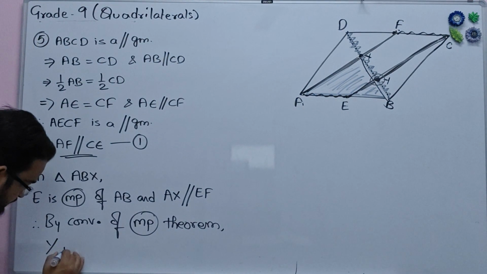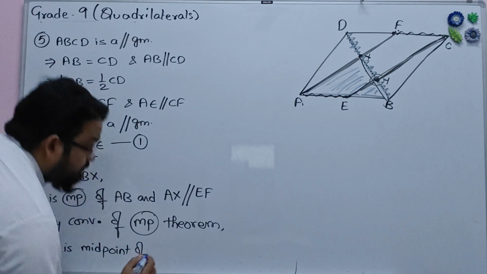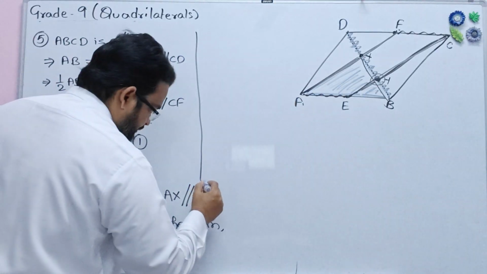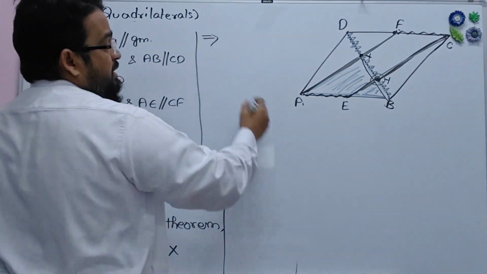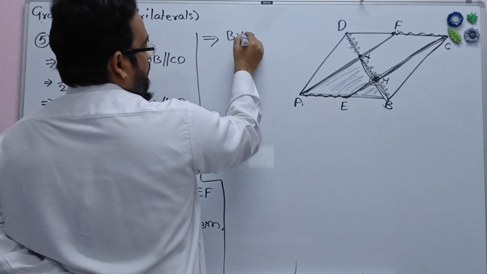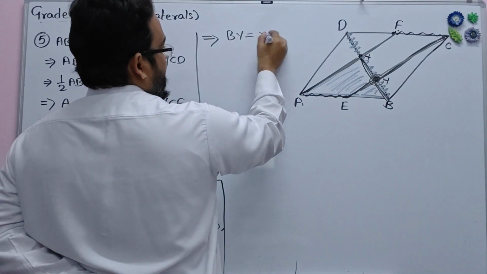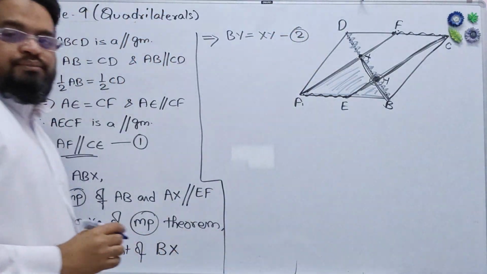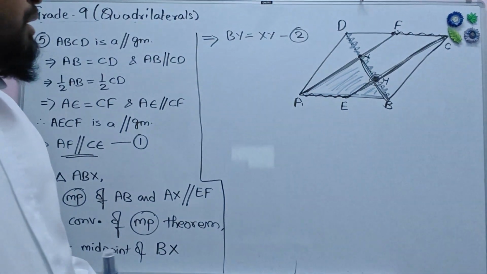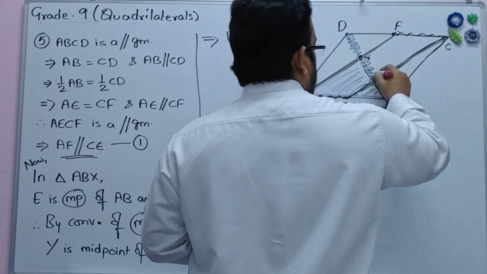So Y is midpoint of BX. That means what? That implies Y is midpoint of BX. So that implies BY is equal to XY. Let us take it as second equation. Okay. In the same manner, now let us see about DX and XY.